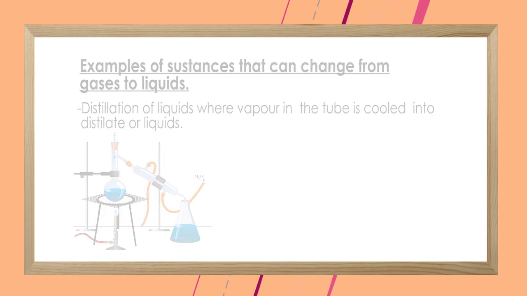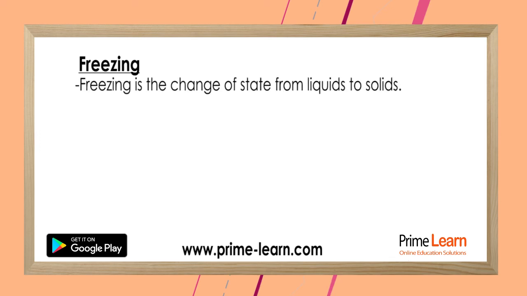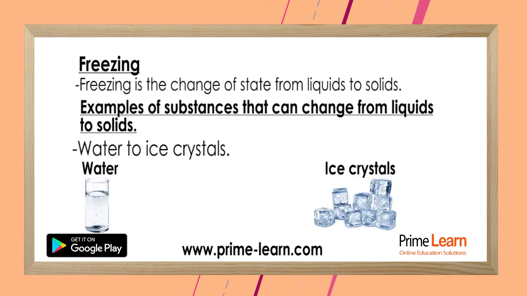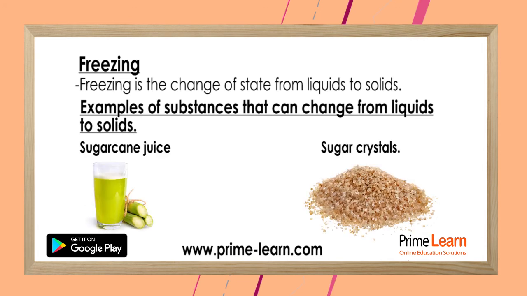We have also looked at freezing. Freezing is the change of state from liquids to solids. And we have seen examples of substances that change from liquids to solids. Among them, we have seen water to ice crystals. I know you enjoy that. We have also looked at sugarcane juice to sugar crystals. And the process by which sugarcane juice changed to sugar crystals is called crystallization.